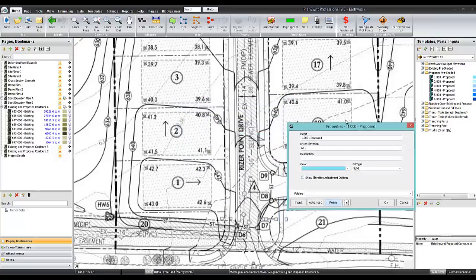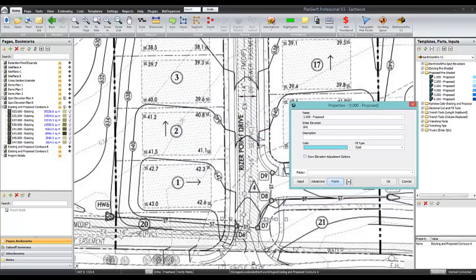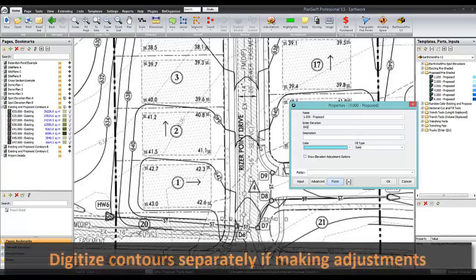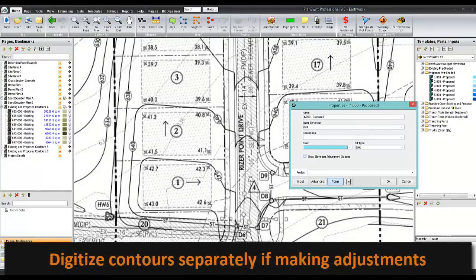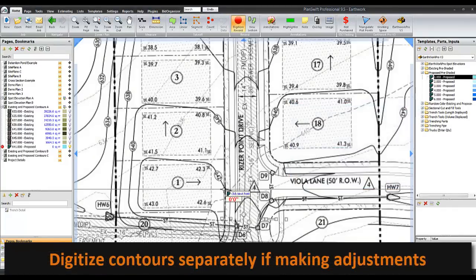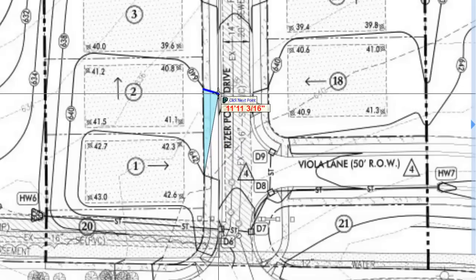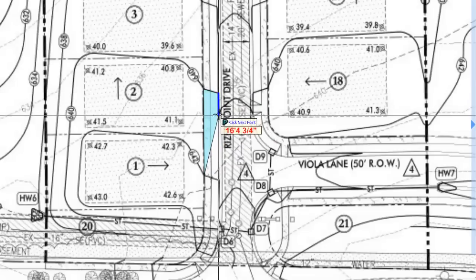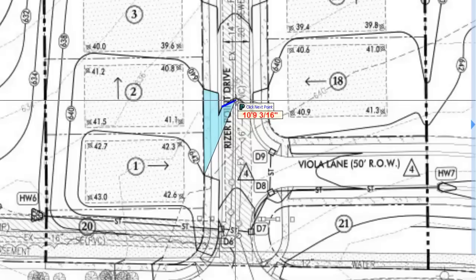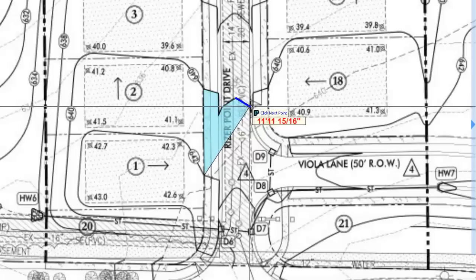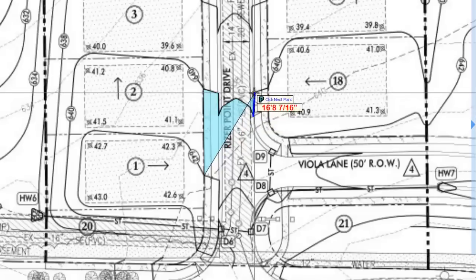Now if you can see, there's a roadway here and then there's also lots off to the side. If there's a bigger change in elevation for the road because we're going to have base and asphalt and everything, what you'll have to do is digitize that separately and then adjust for it. So let me show you what I mean. I'm going to go ahead and click OK. And what I'm going to do is click right down the side of the road here, and I'm going to do the road in a separate section because I know I'm going to adjust for the road base and asphalt.